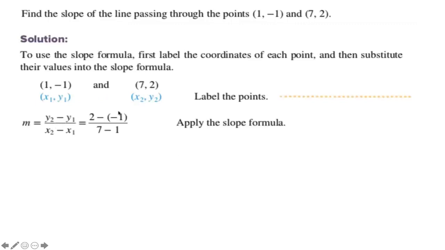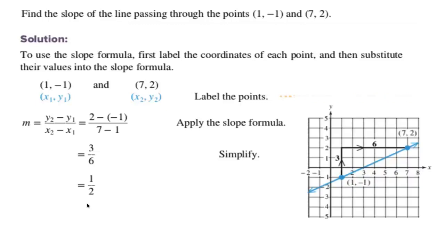And so y2 minus y1 is 2 minus negative 1. So you've got to be careful that you're minusing a negative 1. So 2 minus negative 1 is 3, and x2 minus x1 gives 6. If I simplify that, I get 3 divided by 6, which is 1/2. So the slope of that line is 1/2. So here it is again, rise over run. Rise is 3, run is 6. So 3 over 6 is 1/2.